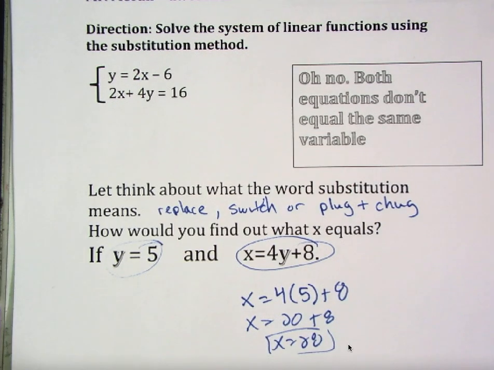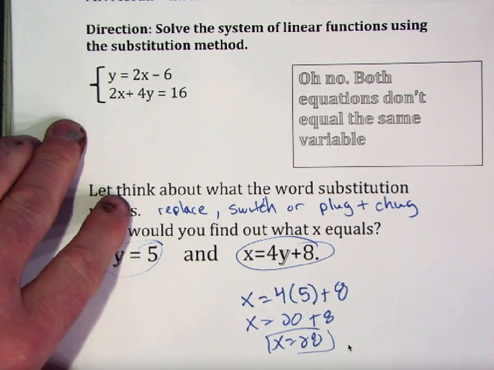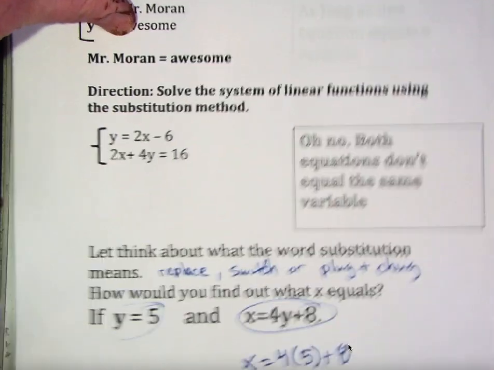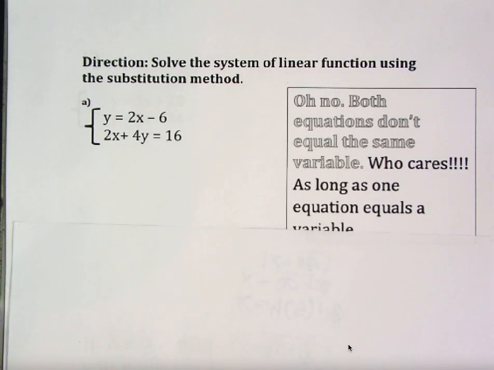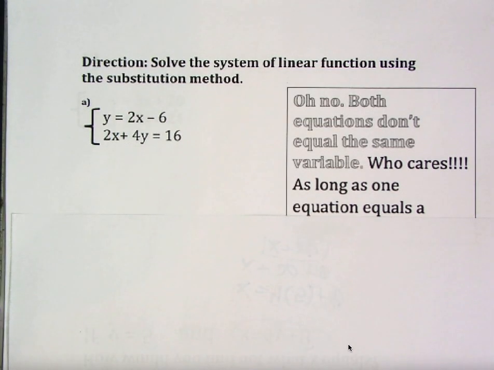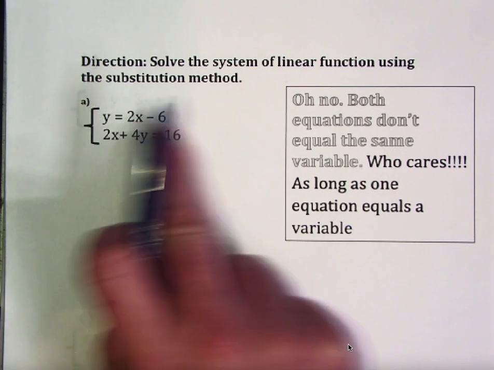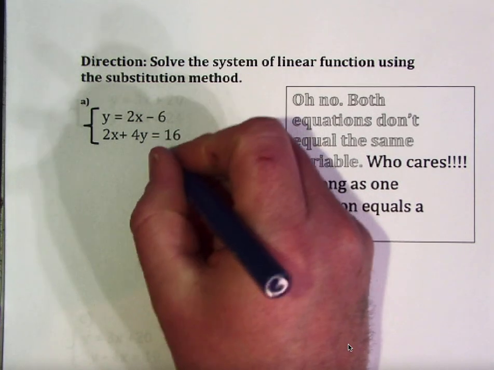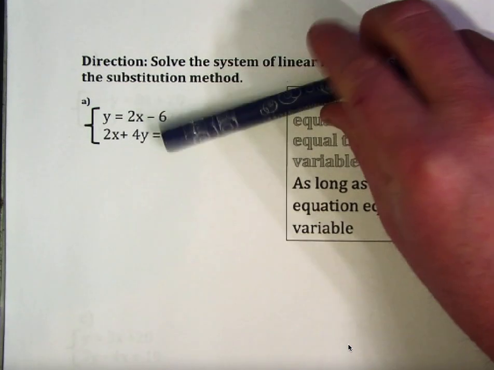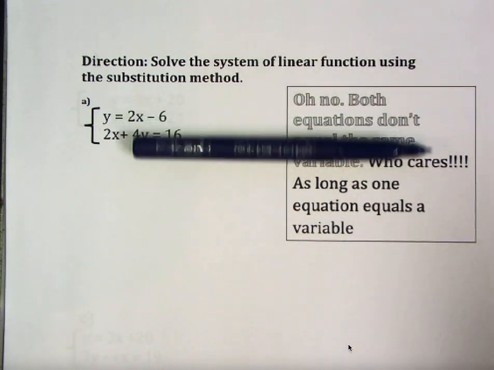We even did that in chapter 3 and 4, right? We substitute stuff into the equation. All right, so keep that in mind. Are you ready? So that same problem, which hopefully you wrote down. Oh no, the equations don't equal the same variable. Who cares? Which is awesome. As long as one equation equals a variable. And we do have that. Ours tells us that y equals this. And we have this other equation.